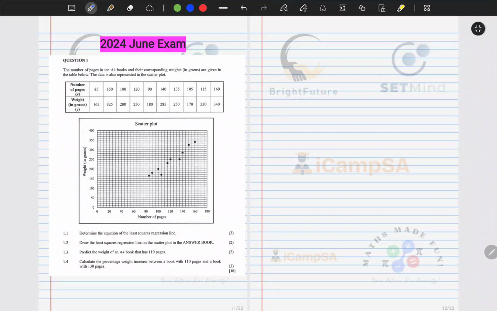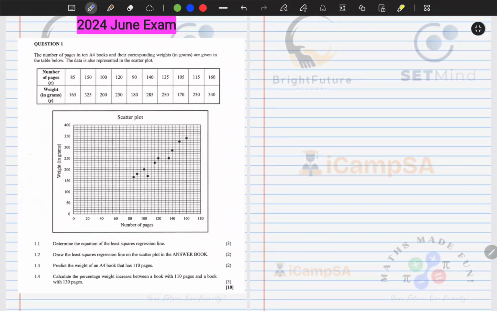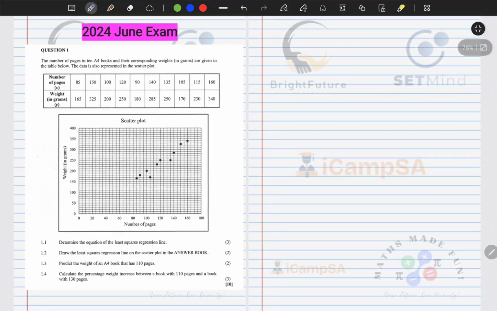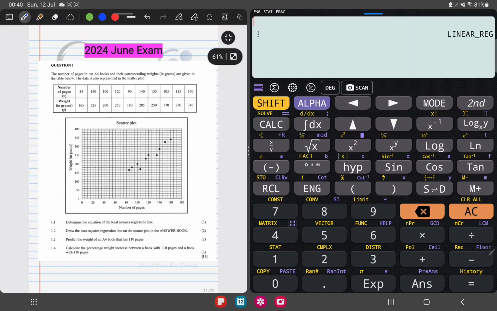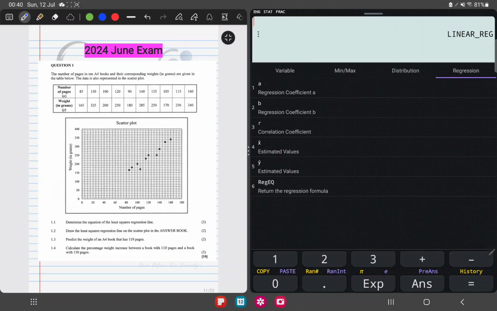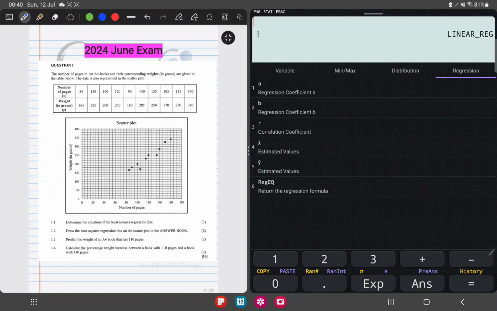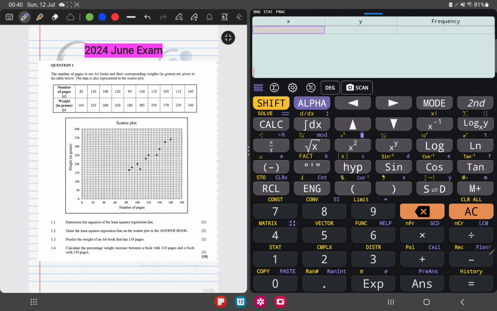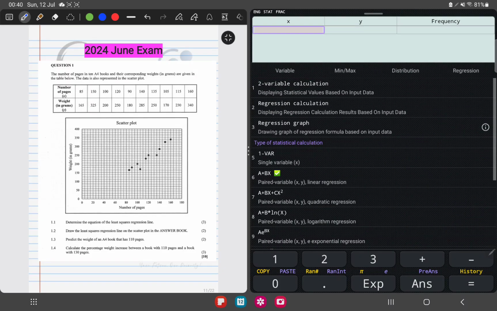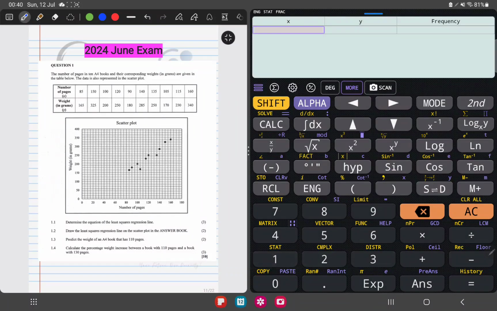For this question, we're looking at this data here, and we are required to determine the equation of the least squares regression line. So let's take our calculator, and shift 1. What I'm going to do is quickly punch in this with you. So shift 1, regression, A equals. Let's quickly put this in because we are required to find the equation.